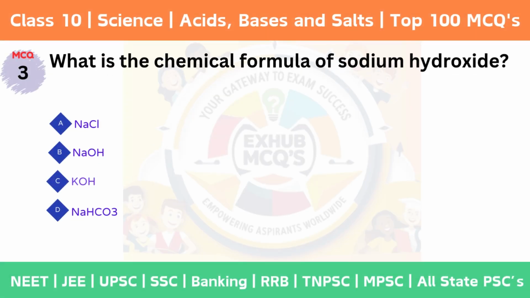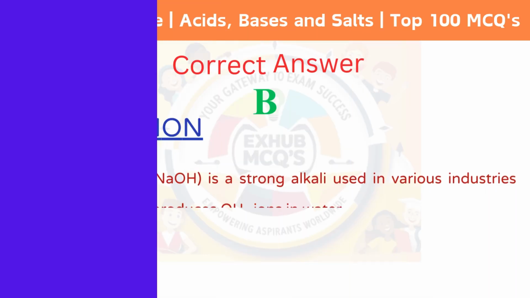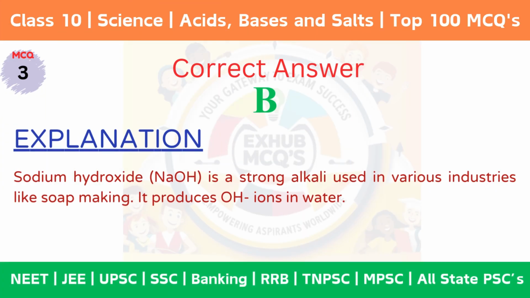MCQ 3. What is the chemical formula of sodium hydroxide? Option A, NaCl. Option B, NaOH. Option C, KOH. Option D, NaHCO3. The correct answer is option B, NaOH.